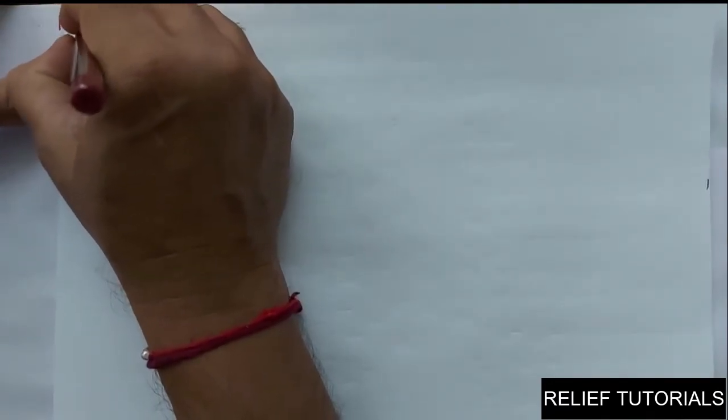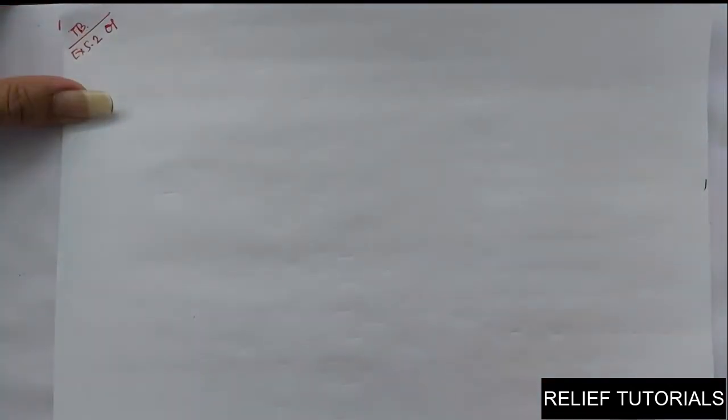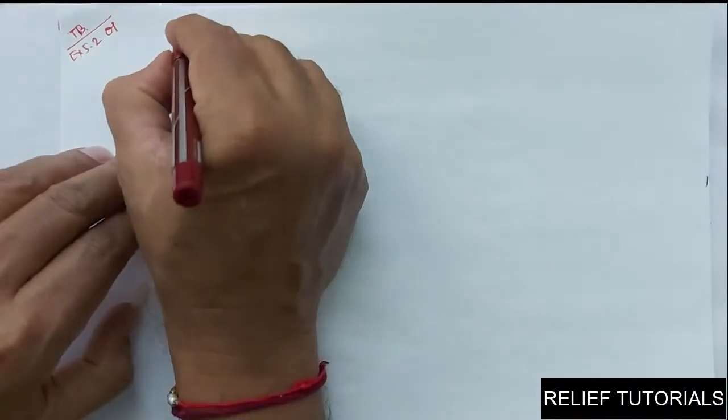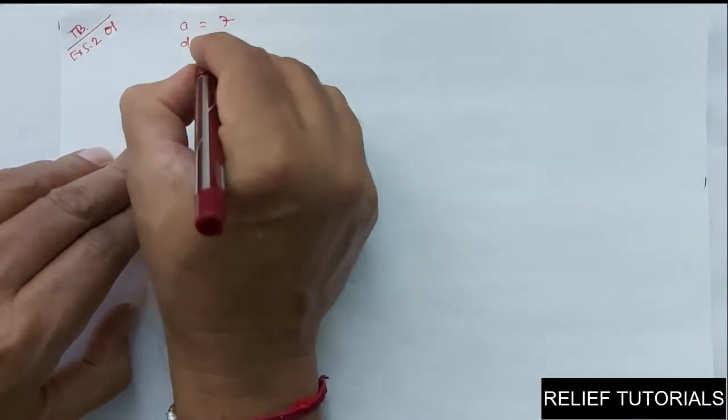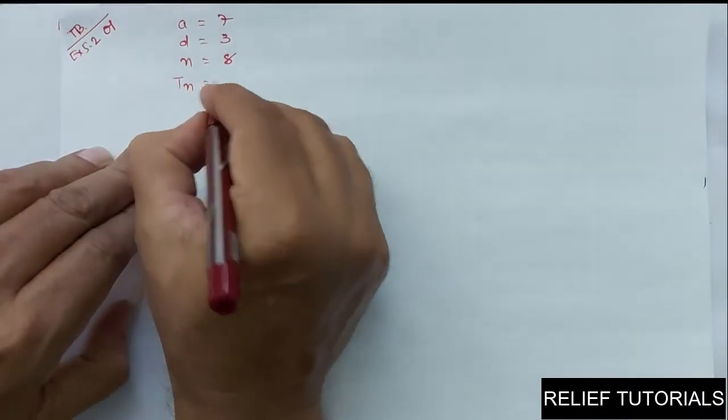Now we will start with our exercise 5.2. See in your textbook. Exercise 5.2, question number 1. See, fill in the blanks here. Look at the table given in your textbook. Here it is given A is equals to 7, first term. Difference is equals to 3. N is equals to 8. And you have to find nth term, Tn equal to question mark.